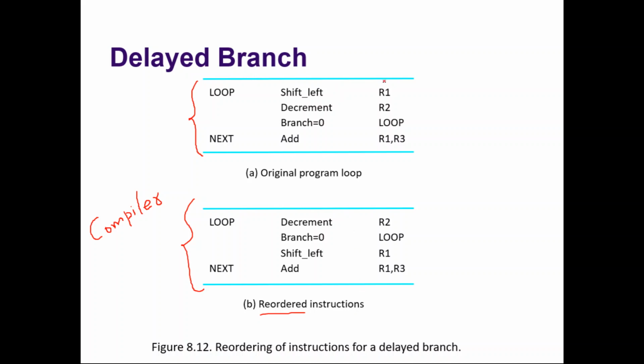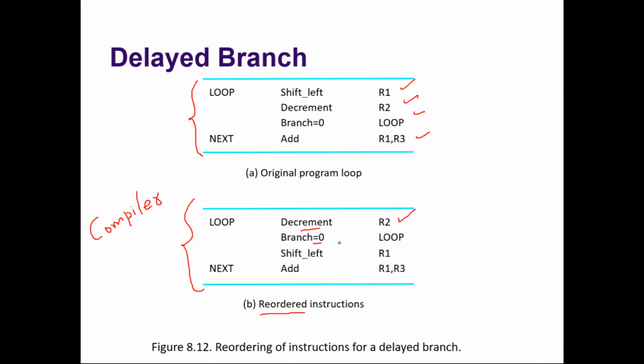So what we are doing here: first we are shifting left, then decrement, and then branch, and then add. Here first we are decrementing. First you decrement. Don't shift left. After decrementing, check whether it is 0 or not. Are you getting? After decrementing, check whether it is 0 or not. If it is 0, take the loop.